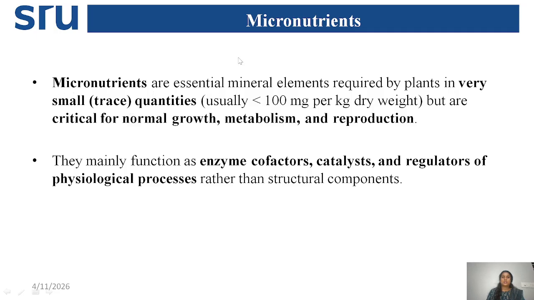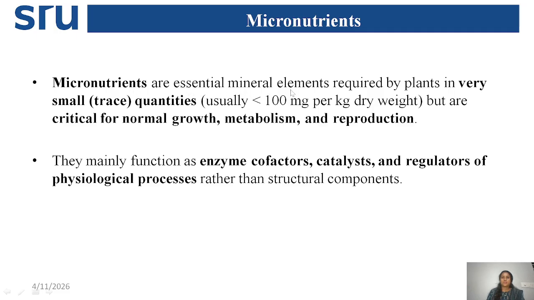Macronutrients are the mineral elements required by the plant in a large quantity. We have 6 macronutrients: nitrogen, phosphorus, potassium, calcium, magnesium and sulfur. Coming to micronutrients, the plant requires them in a very small quantity, and all these mineral nutrients are essential nutrients.